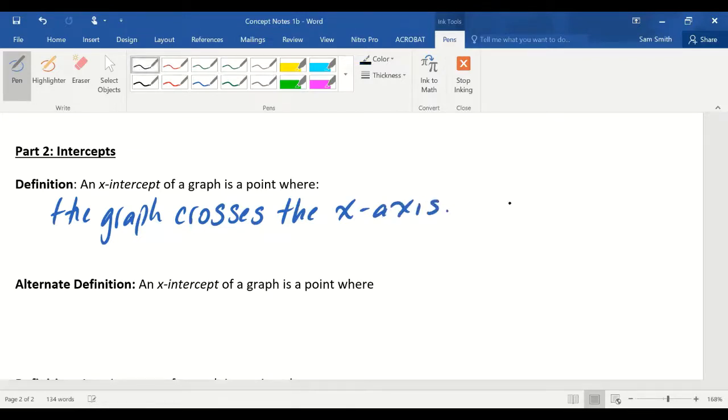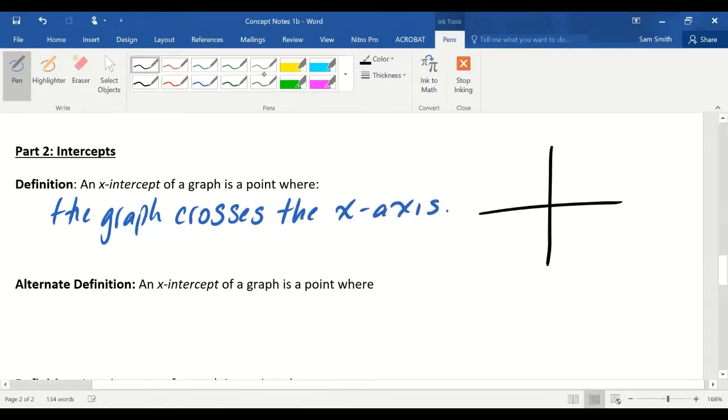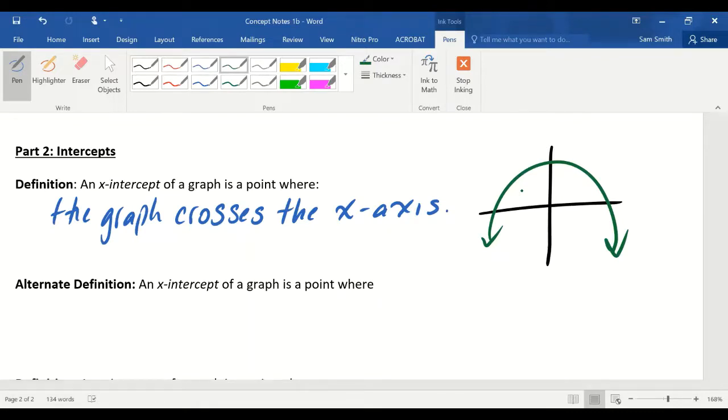So if I were going to get a little sketch going of some graph, let's say this one, take a moment. How many x-intercepts does this graph possess? The x-intercepts are located along the horizontal axis, the x-axis, and I can see that this graph crosses the x-axis in two positions. And so I would say that this graph has two x-intercepts.